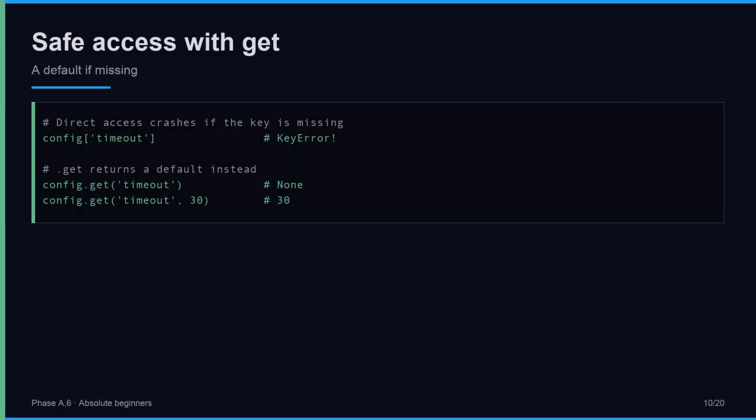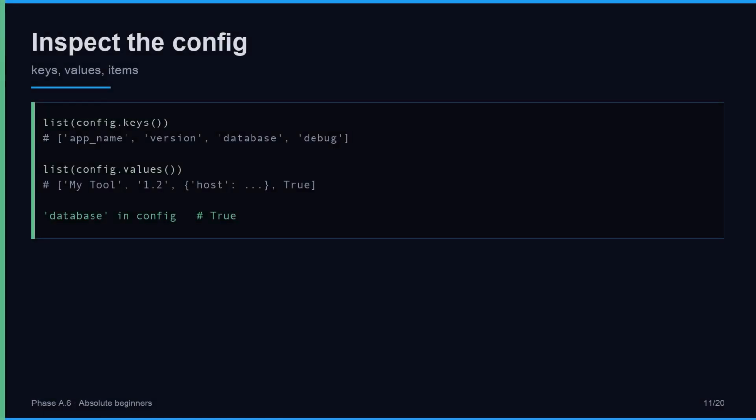Square brackets are direct. If the key is missing, Python raises KeyError and your script crashes. For optional values, use the get method instead. config.get('timeout') returns None if timeout is not in the file. Even better, config.get('timeout', 30) returns 30 as a default. This is how robust scripts handle missing configuration. They fall back to a sensible default instead of crashing. Use get for anything that might be optional. Safe defaults win. When you do not know exactly what is in a config file, inspect it.